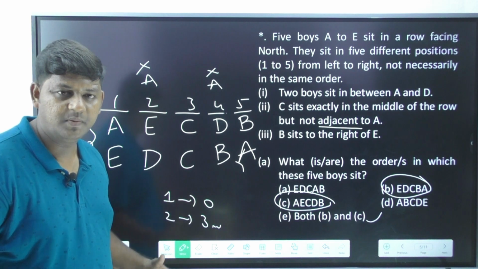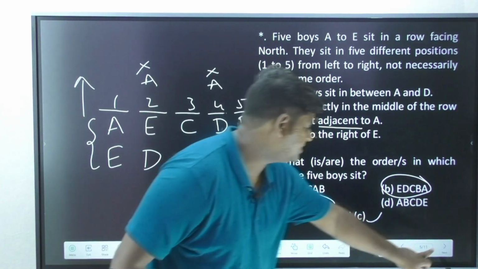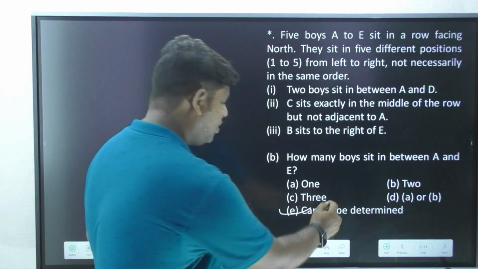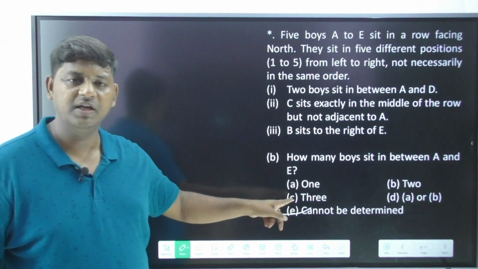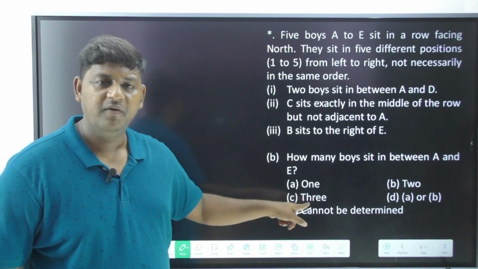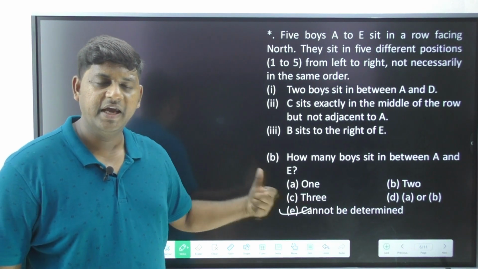If more than one possibility is occurring, then your answer is definitely going to be what? Cannot be determined. Don't tell me your answer as 3. Sir, on option number 3, C, we have got 3 over here. Can I go with that answer?